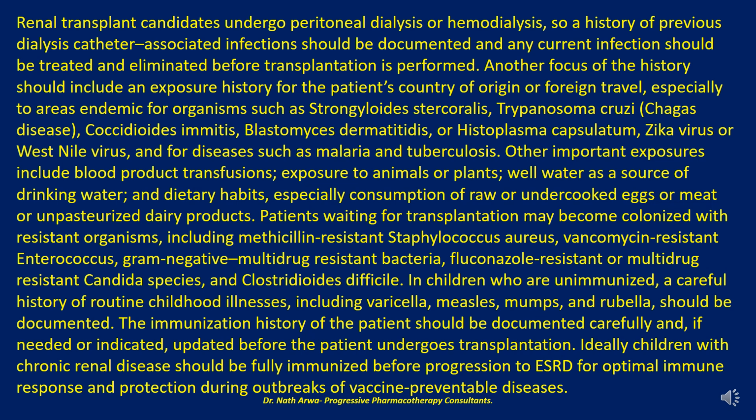In children who are unimmunized, a careful history of routine childhood illnesses, including varicella, measles, mumps, and rubella, should be documented. The immunization history of the patient should be documented carefully and, if needed or indicated, updated before the patient undergoes transplantation. Ideally, children with chronic renal disease should be fully immunized before progression to end-stage renal disease for optimal immune response and protection during outbreaks of vaccine-preventable diseases.